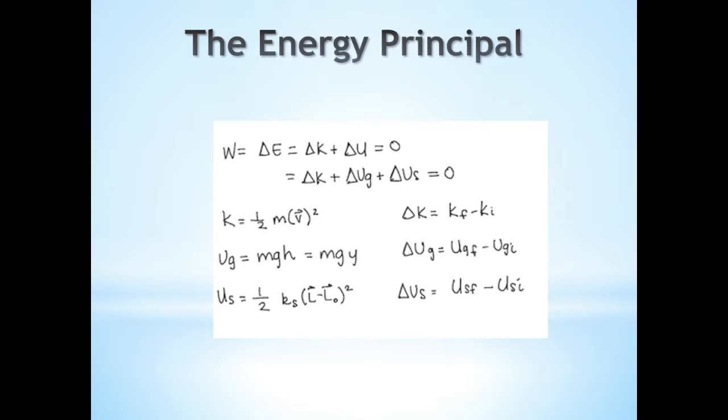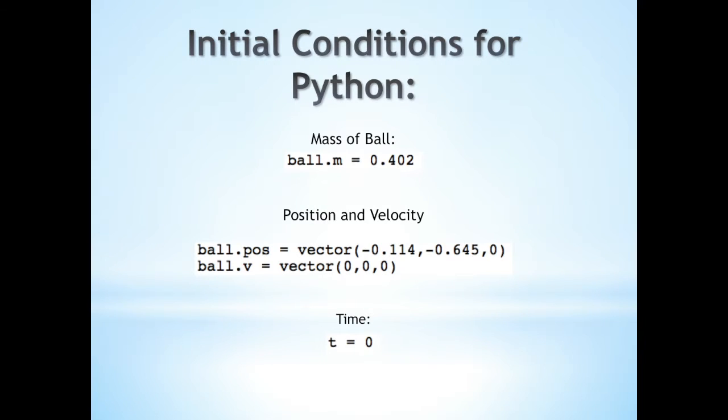The energy principle will be implemented in the Python code in order to show how the energy of the system changes over time. Also, work is equal to the force times the change in R, which is equal to 0 in this case. And we know that change in energy is equal to work. It can then be said that the change in energy is equal to 0. These concepts will all be seen in the code. There is now enough information to set the initial conditions in the Python code. First, the mass of the ball is set to 0.402 kilograms.